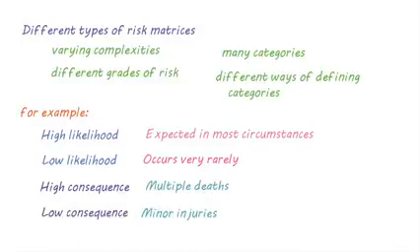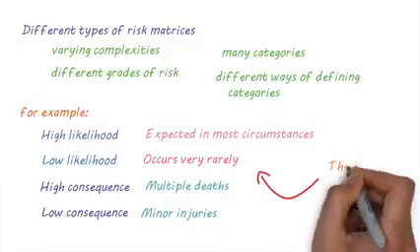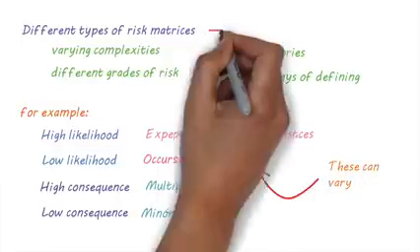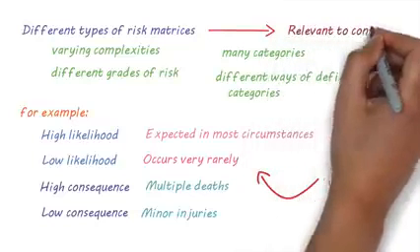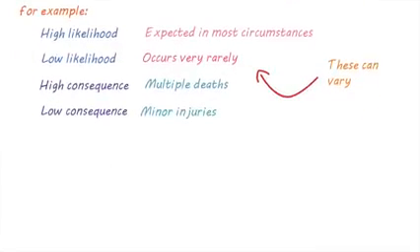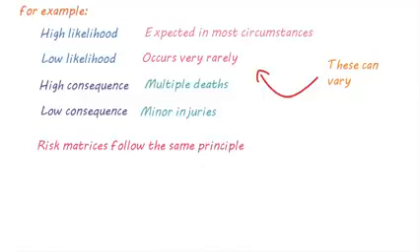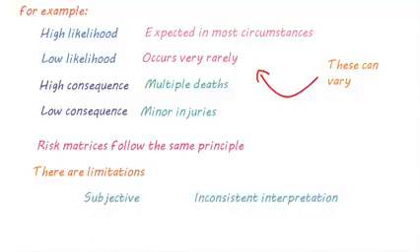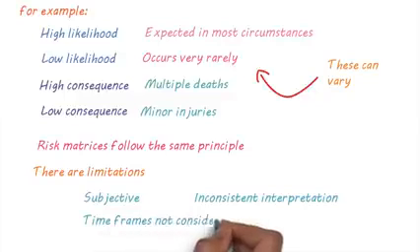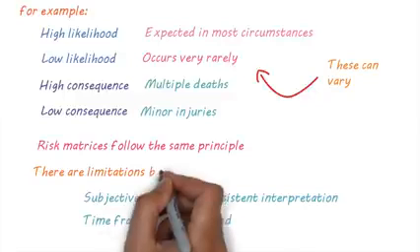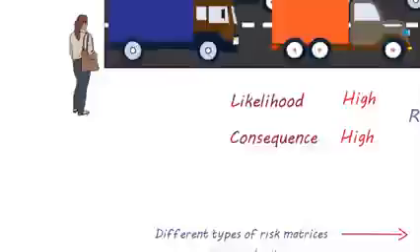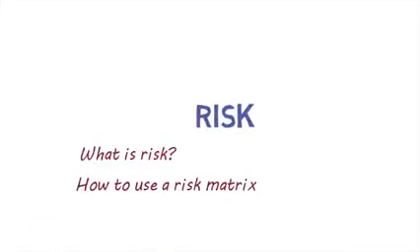So, the risk matrix and the categories that are used can vary, and therefore should be relevant to the situation and context in which the risk assessment is done. Regardless of this, risk matrices follow the same principle. Although risk matrices have their limitations, such as being subjective, not being consistently interpreted, and not taking time frames into consideration, they are a useful and practical tool to categorize risk. And that's an introduction to risk and how to use and interpret a risk matrix.